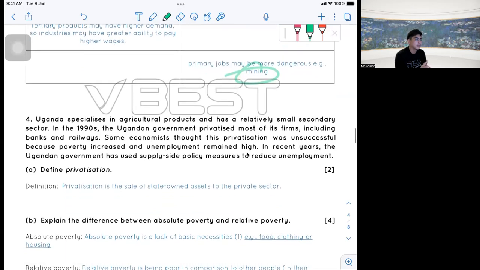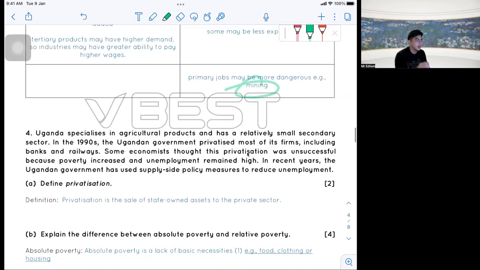Okay, so now something interesting already. Explain the difference between absolute poverty and relative poverty. So absolute is what? Absolutely poor, cannot afford basic necessities. But relative poverty is you compare to the others, relatively speaking, you are poorer than them, poorer than your community.